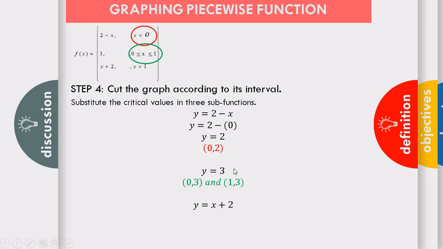Okay. Next, y equals x plus 2. So x equals 1, substitute to the function x plus 2. So y equals 3. So the point is (1, 3). Therefore, the first subfunction will be cut at the point (0, 2), while the second subfunction will be cut at the points (0, 3) and (1, 3). And lastly, the third subfunction will be cut at the point (1, 3).